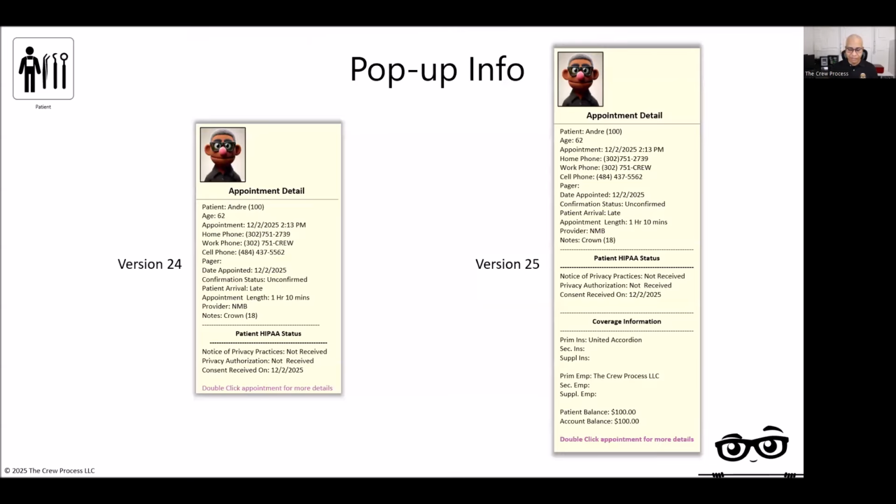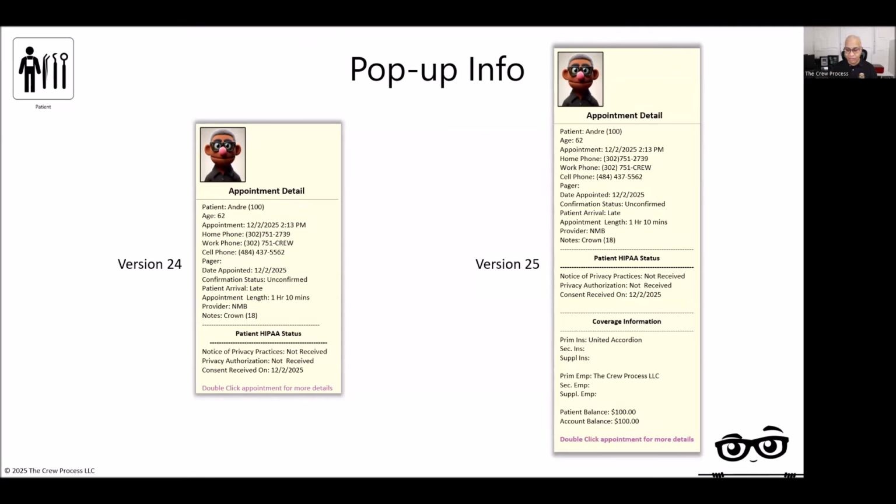Here's the one that I really love. On the left side of the screen, you're going to see the version 24 pop-up info. When you hover over an appointment, if you have that setting set, you will see what's on the left side of the screen in version 24 and some of the historic versions of Eaglesoft. On the right side is what you're going to see in version 25.